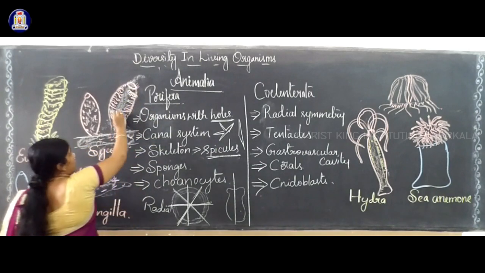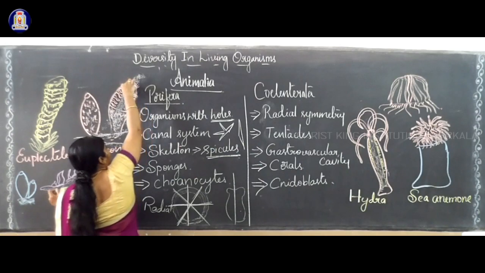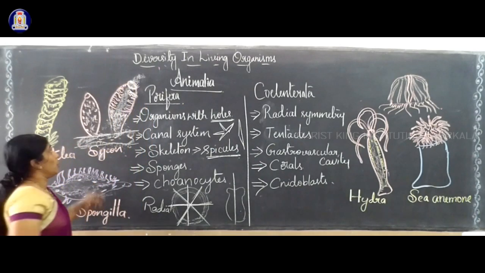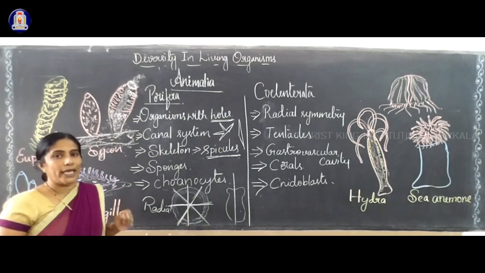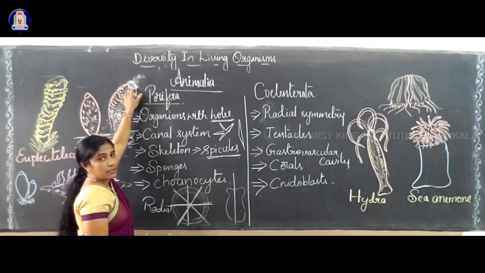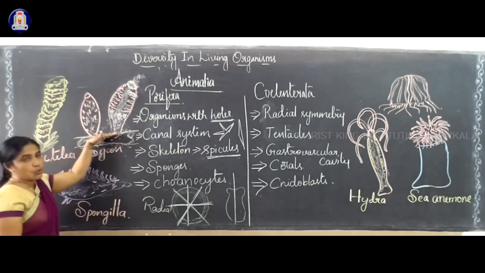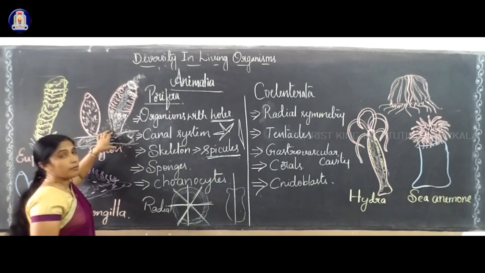So the absorption of water happens from the mouth portion, a large mouth that is called the osculum, and the folds are called ostia, O-S-T-I-A, ostia. Osculum means a mouth. It is attached to a substratum, sessile, and non-motile.